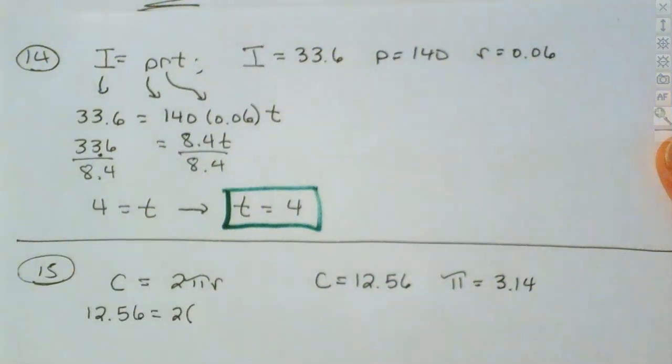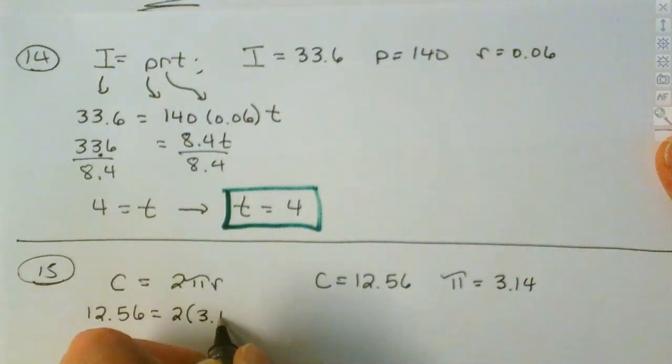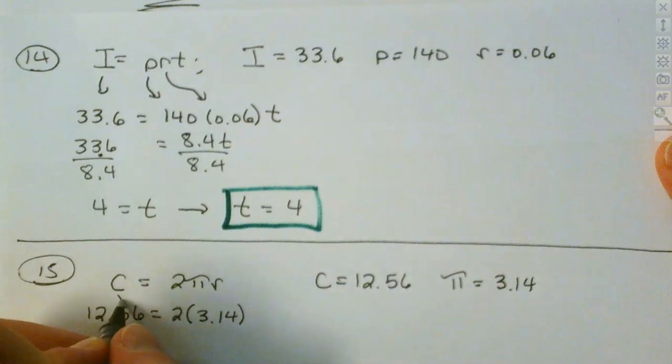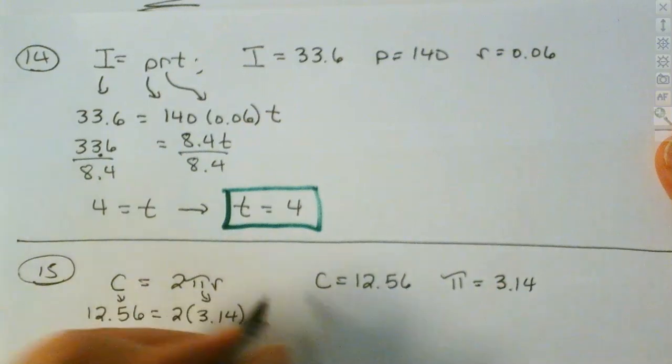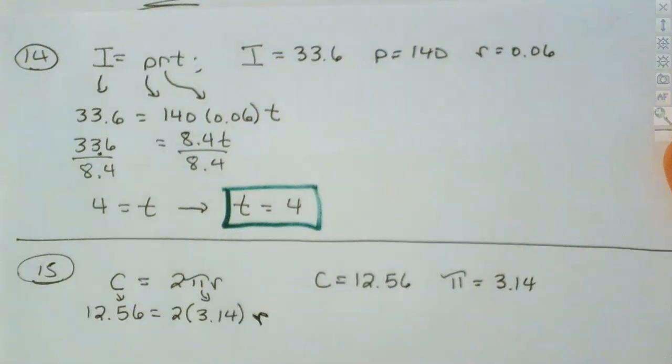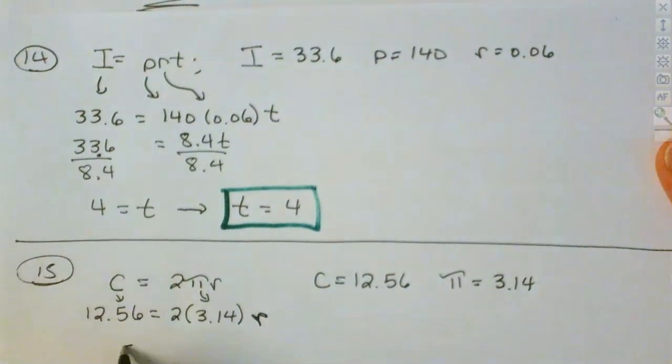So 12.56 equals 2 times pi, which is 3.14. Okay, we're plugging our values in. And which one do we not know? R. Can you finish it from there? You multiply those together, divide, and that's going to give you your answer.